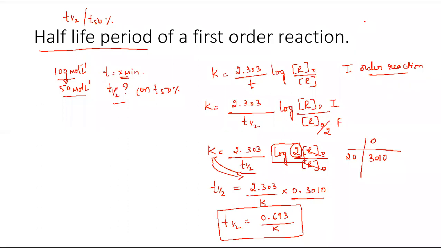No, 0.693 we got by multiplying 2.303 into 0.3010. So when coming to the equation, it is constant. It won't be varied. When you consider it as a formula, it will be constant. Okay, so let us move on to the problems.